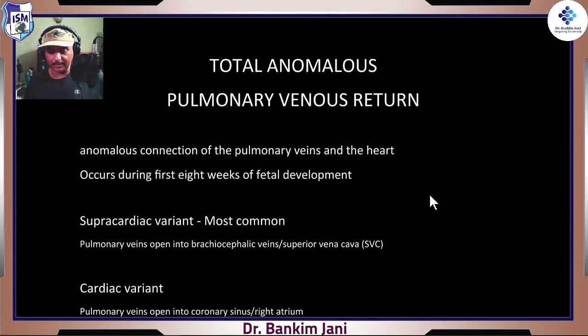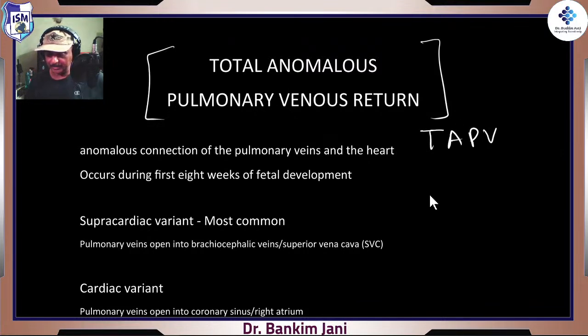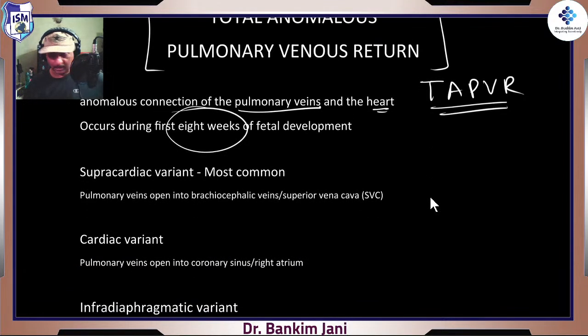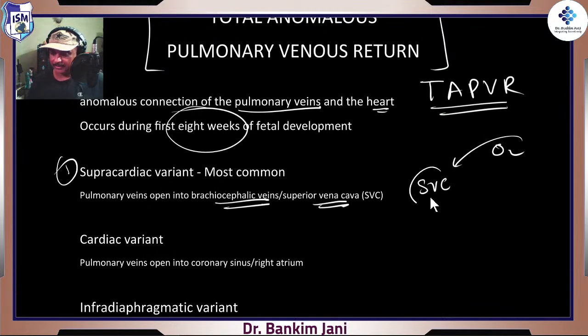And finally, this is total anomalous pulmonary venous return, right? It looks so big, total anomalous pulmonary venous return. So here, start visualizing pulmonary veins, right? Anomalous connection of pulmonary veins and the heart. It occurs during the first 8 weeks because that's when those pulmonary veins were developing. So how many variations? Whatever you think of. Supracardiac, in which pulmonary veins open into the brachiocephalic vein, right? Or superior vena cava. So pulmonary veins, which are carrying that good oxygenated blood, are opening into the SVC. So once again, it is getting mixed, right?